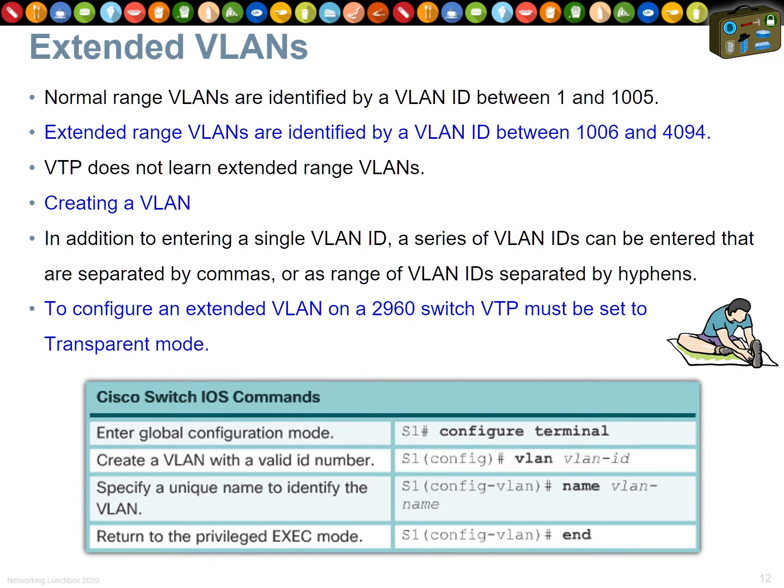Extended VLANs. So, between 1 and 1005 are normal. Extended range are between 1006 and 4094. VTP doesn't learn about extended VLANs. So if you want to make some magic extended VLANs, then you have to create them manually. So the best practice for extended VLANs is to make that switch transparent. Because if you're going to use extended VLAN numbers, then extended VLANs are what you need to use.